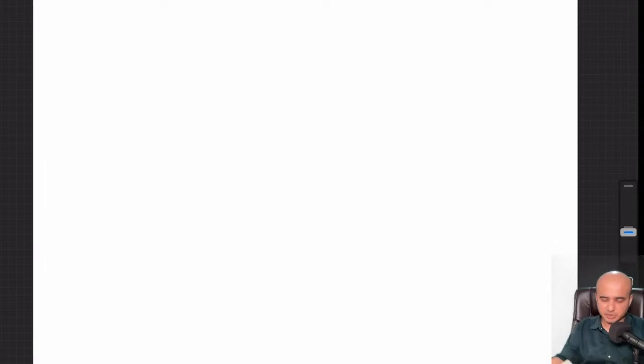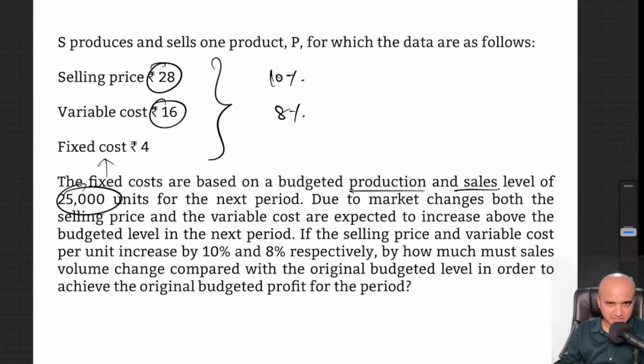Let me just first of all write down what is the existing data. So now according to the existing data, we have sales per unit is 28, variable cost is 16 and the fixed cost is 4. Okay. Let me just jot down the same thing again. This is nothing but the existing data.